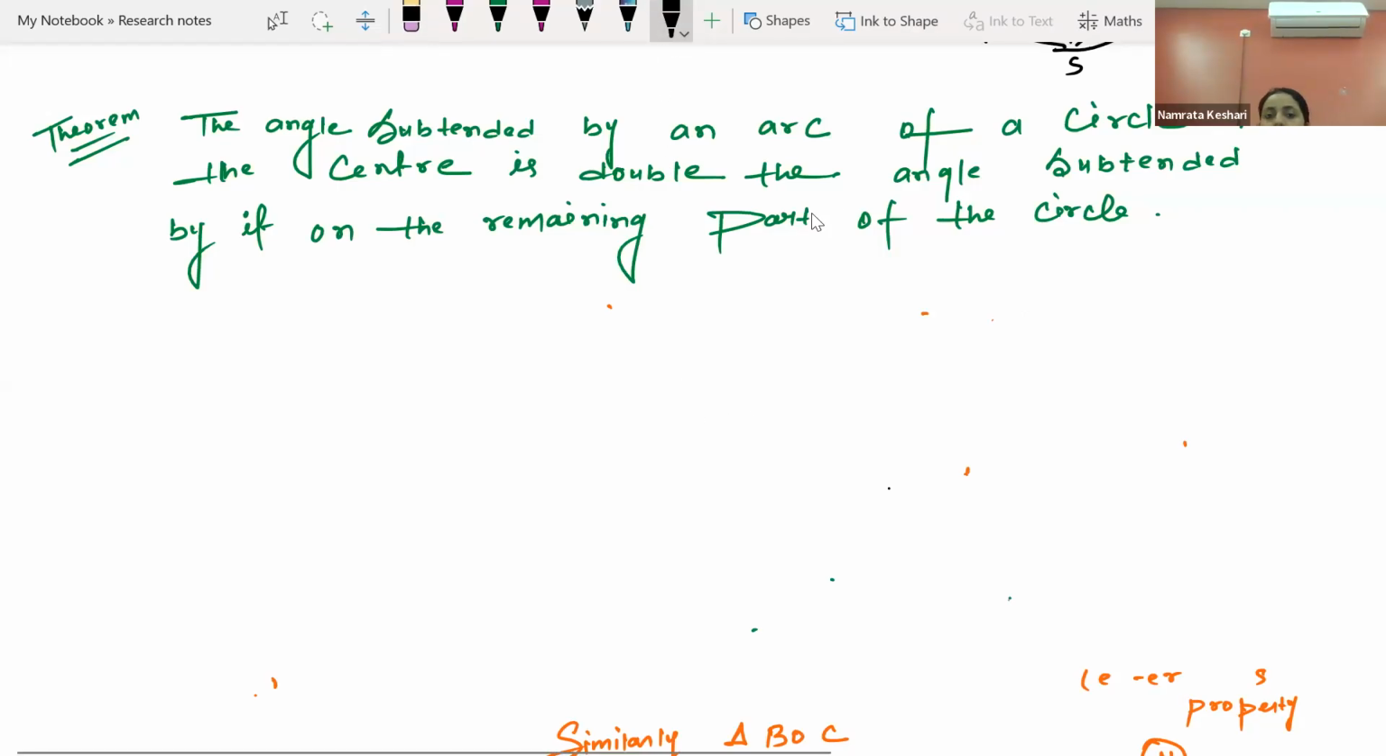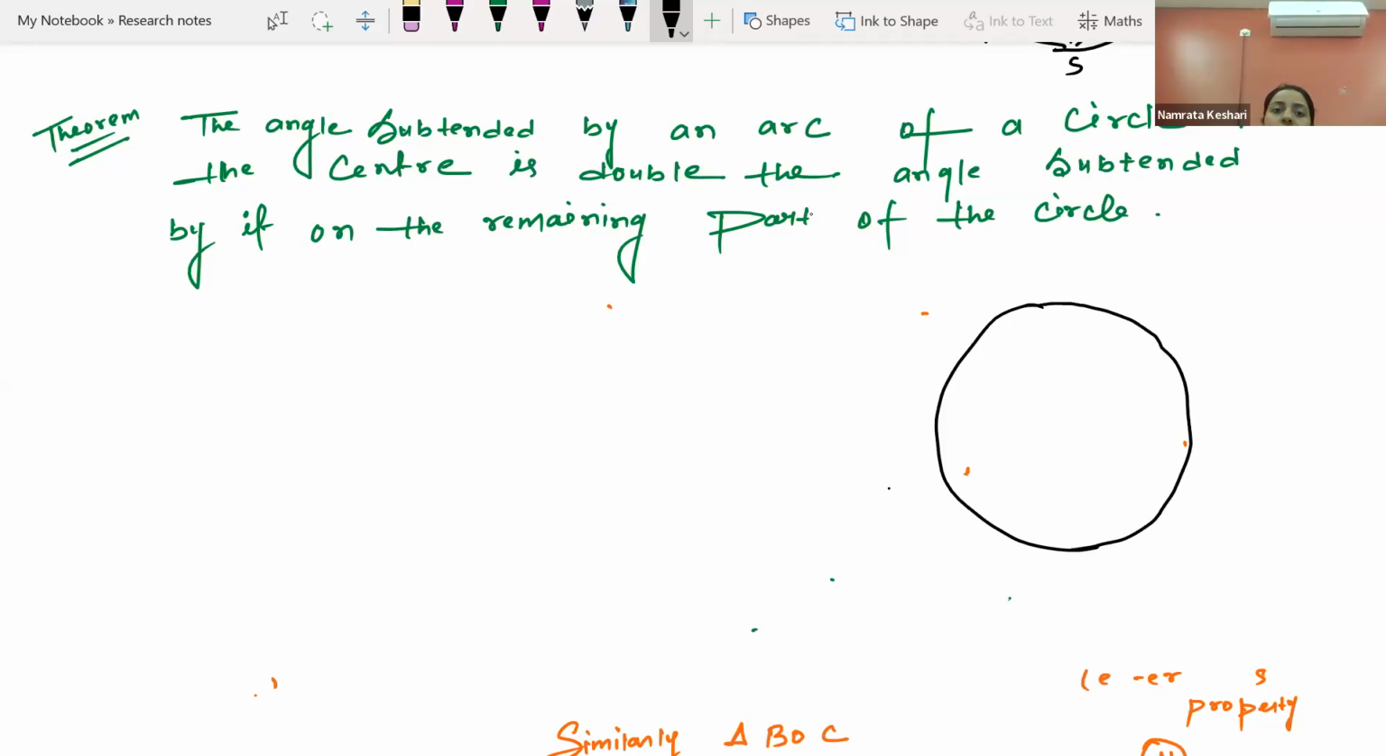The angle subtended by an arc of a circle at the center. Okay, now only I was telling you how arc create angle at the center. Okay, so there is an arc. I'm just highlighting over here, but without even highlighting, you can just do it directly. So the angle subtended by an arc of a circle. Suppose we are having an arc AB. So angle subtended by an arc of the circle at the center. This angle, this angle.